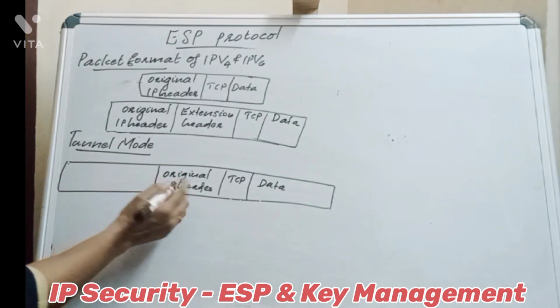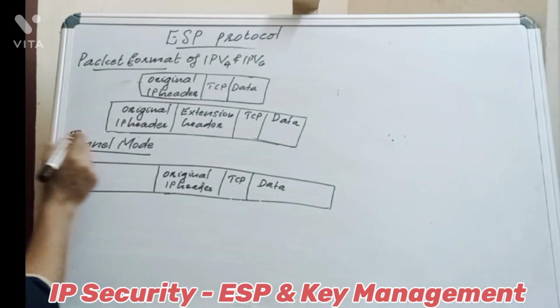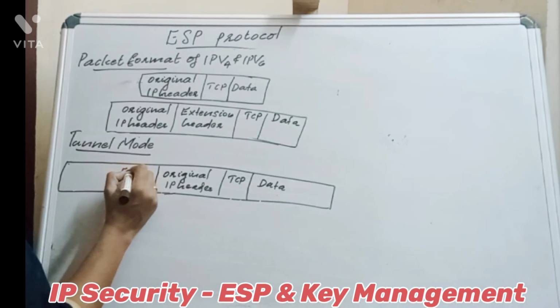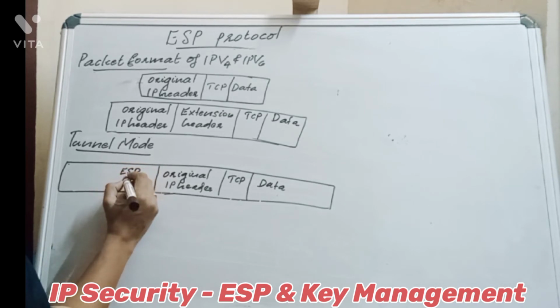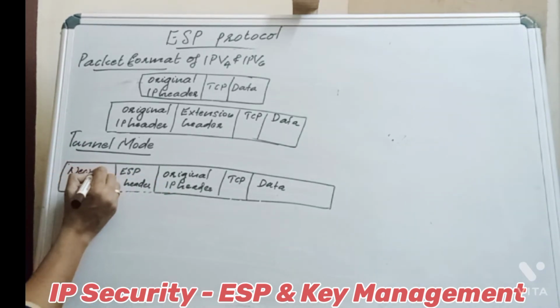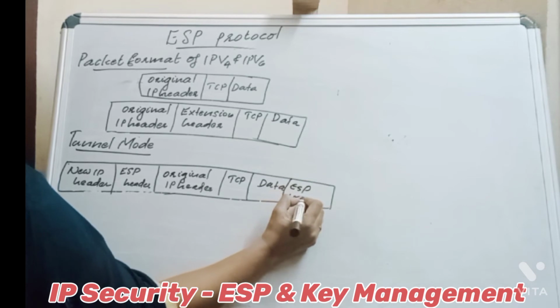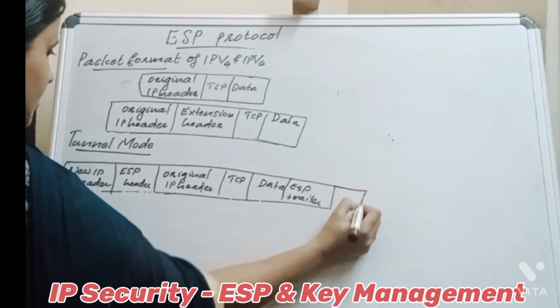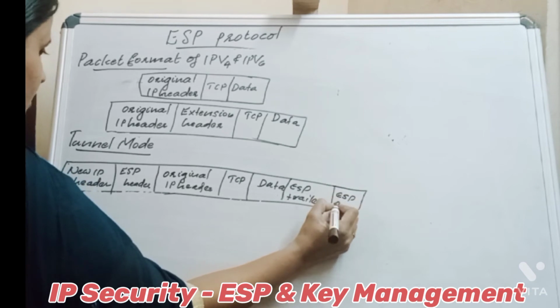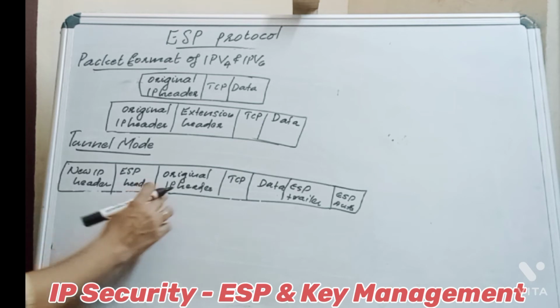So, IP version 4 packet format. In the case of tunnel mode, after applying ESP, we have to include the ESP header, the new IP header, the ESP trailer, then the ESP authentication. Here the inner packet will be encrypted.